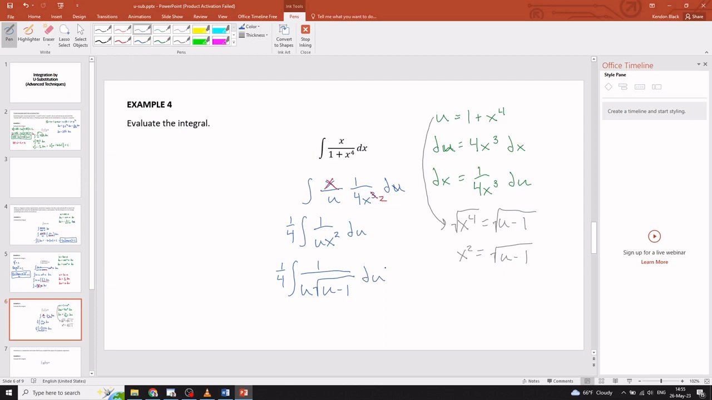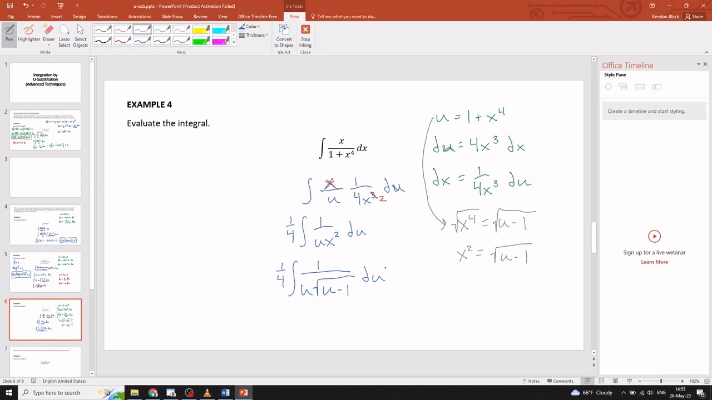Now, I'm not really seeing a way to go from here. It doesn't seem like this method is working out, which could indicate that we chose the wrong u. Now, we did in fact choose the wrong u. There are two hints, two things you might recognize in order to know what u to choose.